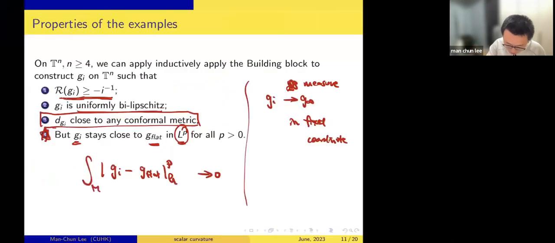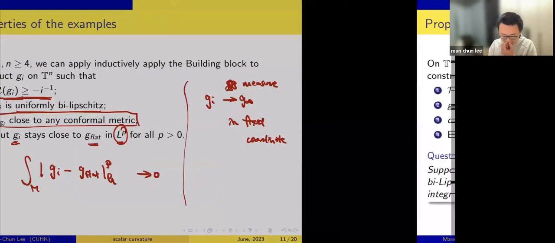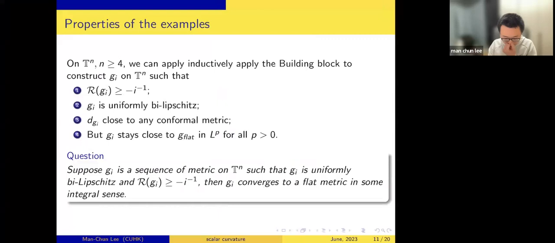Okay, so anyway, this suggests to me that this question should be correct. This is the setup which should lead to some correct answer, so it's an affirmative answer, because of this construction. Basically what I just said: if you have a sequence of metrics on the torus which is uniformly bi-Lipschitz and almost nonnegative scalar curvature, then the sequence should converge to some flat metric in some integral sense, based on the example constructed here.